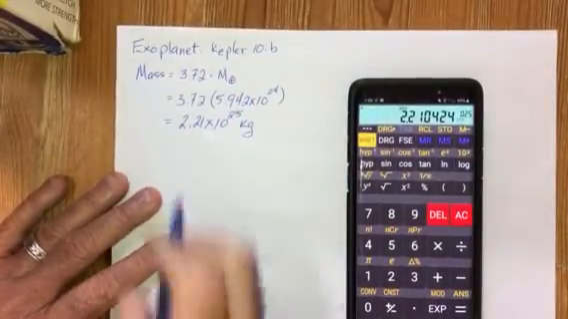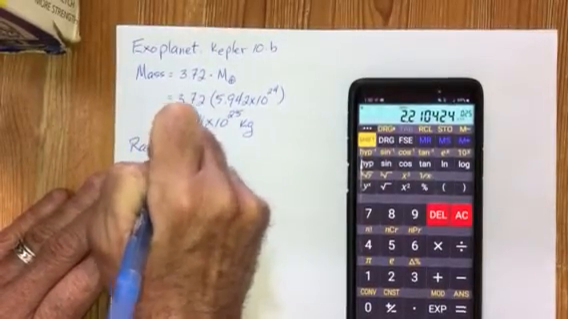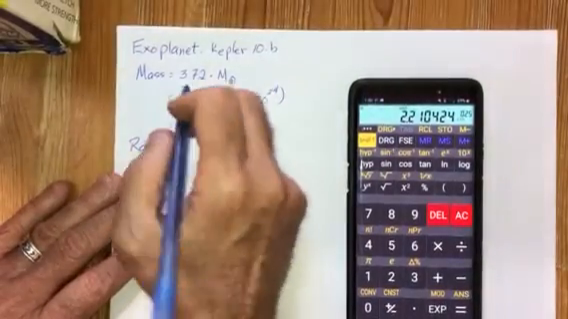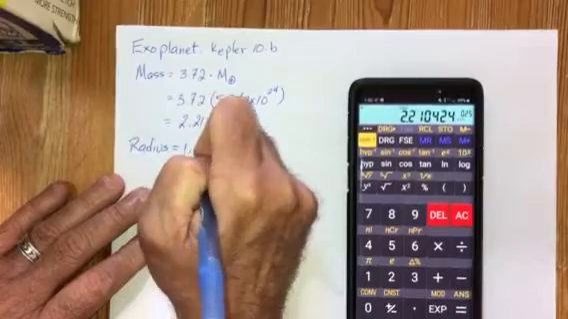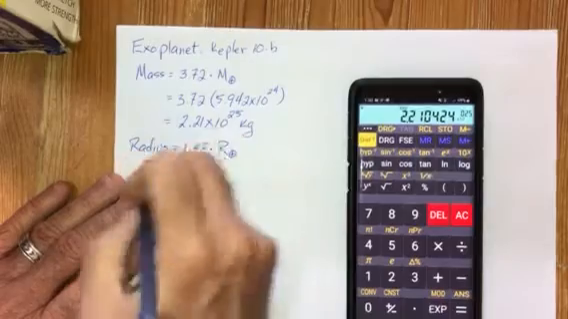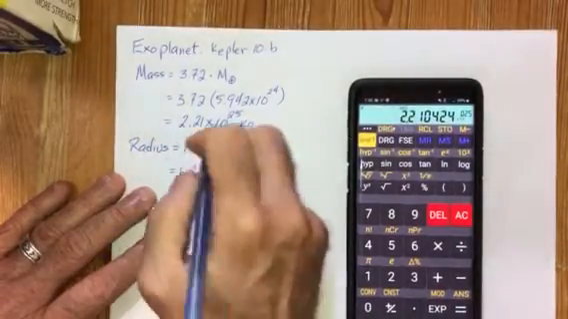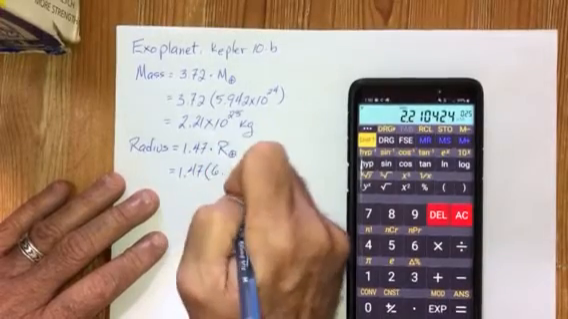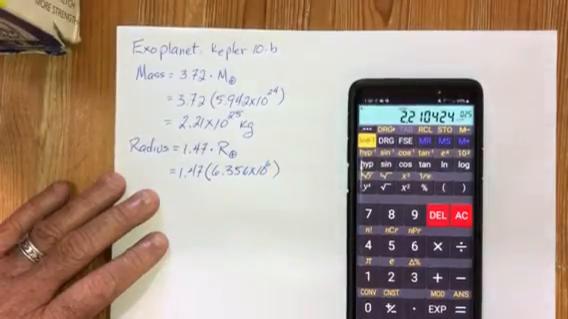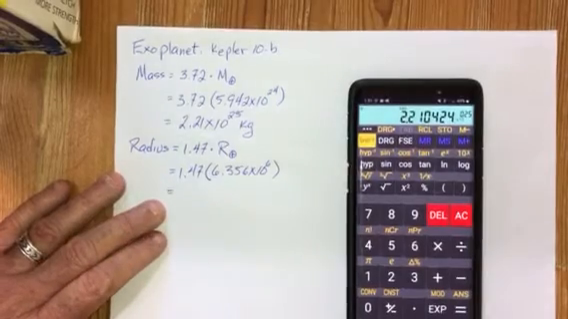Now that same internet source says that the radius of that exoplanet is 1.47 multiplied by the radius of Earth. So that's 1.47 multiplied by 6.356 times 10 to the 6th meters. That's what we used as the radius of the Earth in our last video.